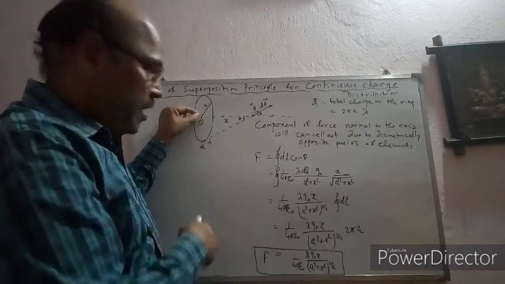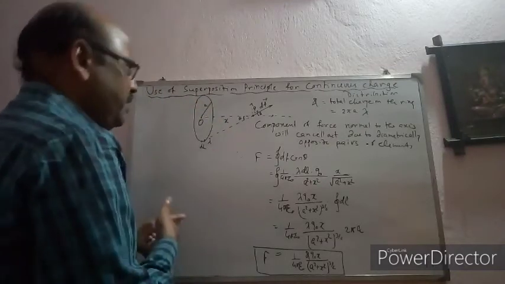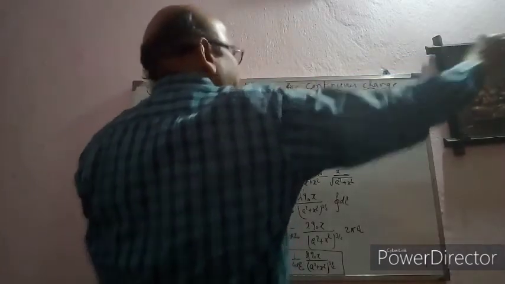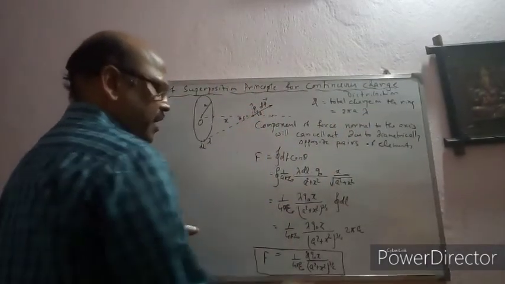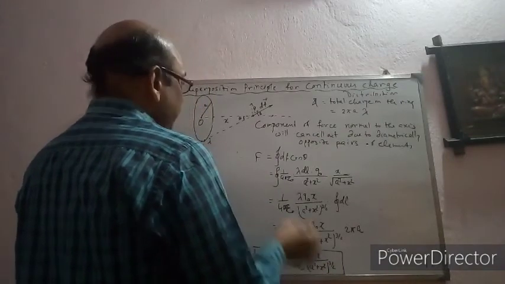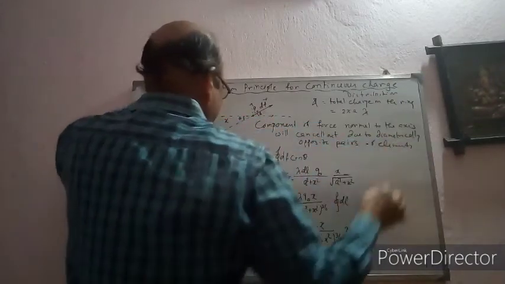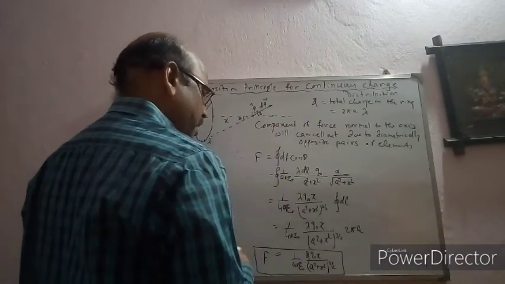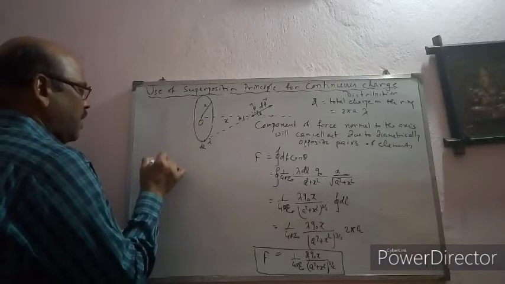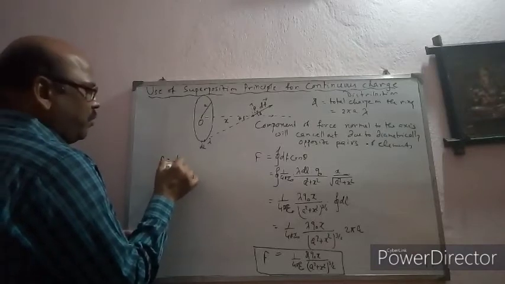And if the distance of q naught from the center is very large in comparison to a, I can ignore the value of a. X is very large, a can be ignored. Ignoring the value of a, I can get the force to be F is equal to 1 by 4 pi epsilon naught.